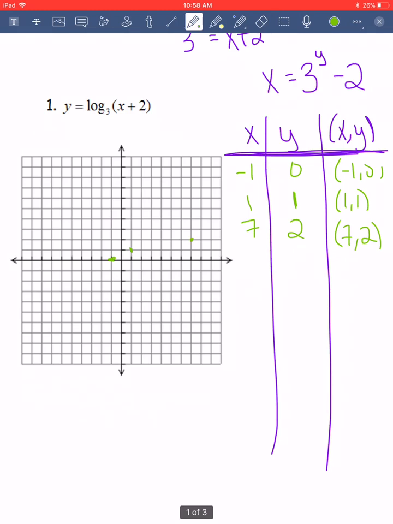I'm going to plug in a negative now. So I'm going to plug in negative 1. When I do 3 to the negative first power, I get 1/3, and then 1/3 minus 2 is negative 1 and 2/3. I'm going to plug in negative 2. So I've got 3 to the negative second power is 1/9. And then 1/9 minus 2 is negative 1 and 8/9.